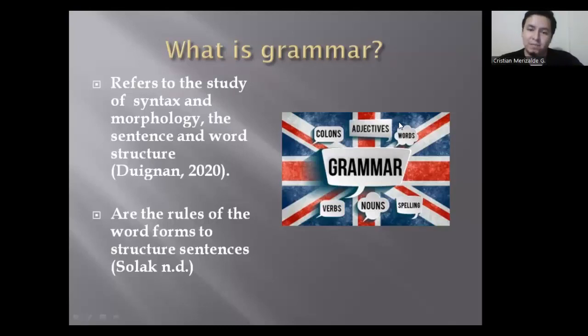Now, in the context of grammar, Solak says that grammar are the rules of the word that form the structures of sentences. Of course, through grammar, we can write correctly, and also we can form sentences. And we can give order, because without grammar, we don't have order to explain something or to write something, because grammar is the basic form to write text, sentences, or paragraphs.